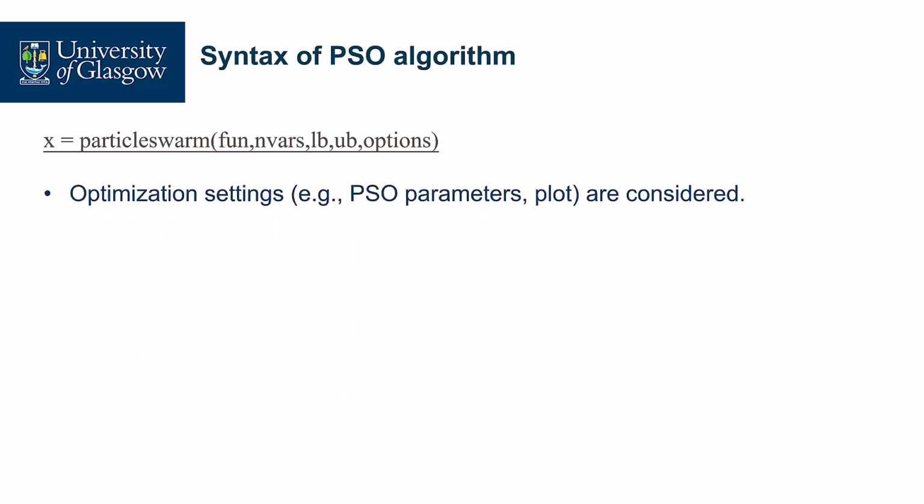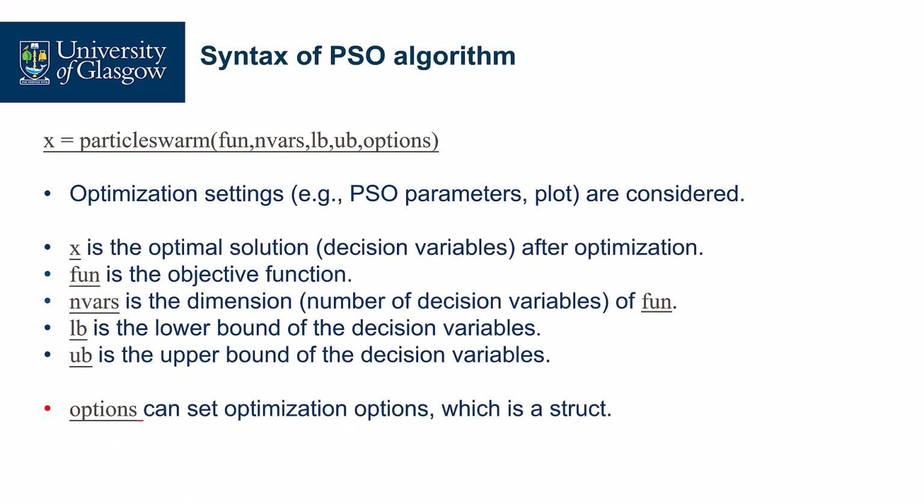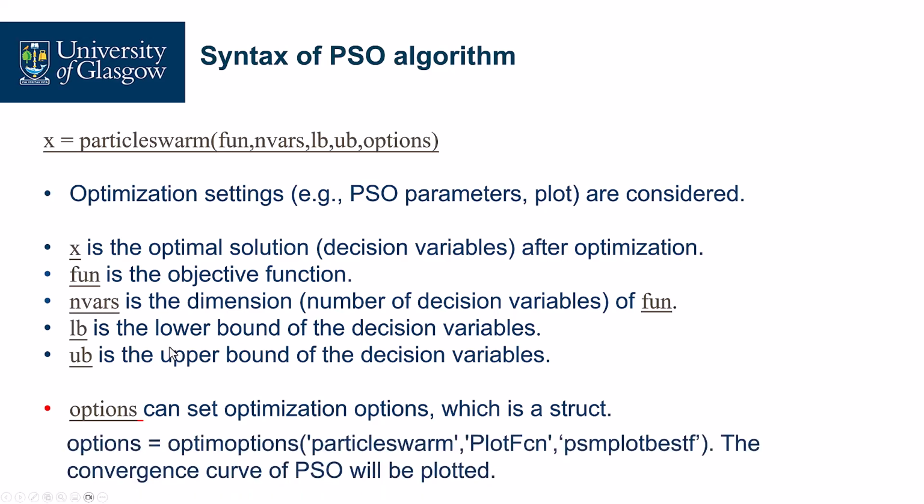So here, we can still put options. The optimization settings, such as the PSO parameters, and how we can plot, can be put here, right? So we can see the options is still a struct like GA, and we can also set it by the optimoptions function. This time, it's not GA, it's particleswarm. It means we put it here, we can plot. For example, this one plots the convergence curve. We plot the PSO plot best f. This one plots the convergence curve of the PSO.